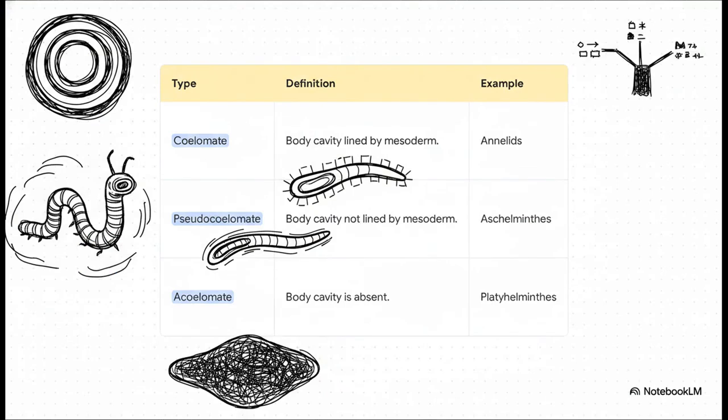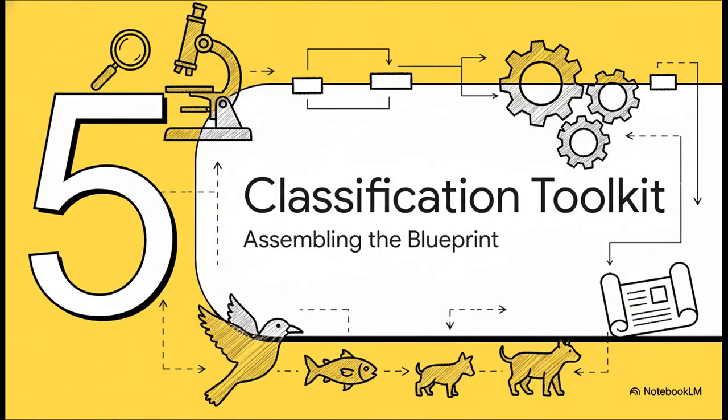So let's do a quick recap of that. Coelomates, like annelids, earthworms, they have a true body cavity that's fully lined by mesoderm. Pseudocoelomates, like roundworms, have a cavity, but it isn't fully lined, and acoelomates, like flatworms, have no body cavity whatsoever. So we've gone through the major criteria. Now it's time to put it all together and add the final features to our classification toolkit. Let's assemble the whole blueprint.